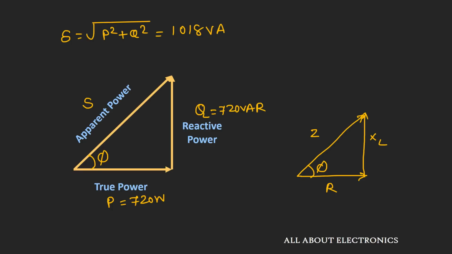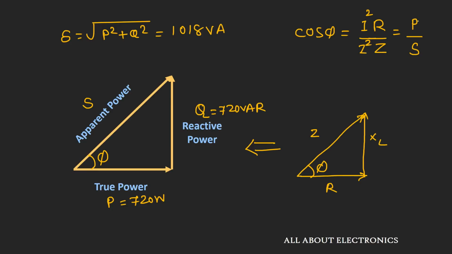Now this power triangle is very similar to the impedance triangle of a series RL circuit. In the case of the series RL circuit, the impedance triangle will look like this. Let us say this angle is phi. So we can write cos phi as R divided by Z. Whenever we multiply all three sides by I square, this impedance triangle will be converted into this power triangle. Just by multiplying by I square, I square R will now represent the true power, and I square Z now represents the apparent power.